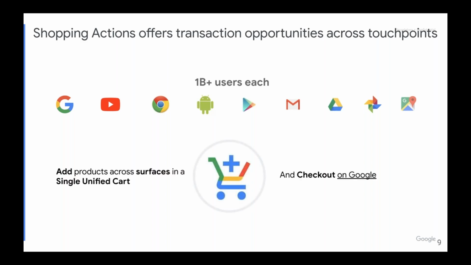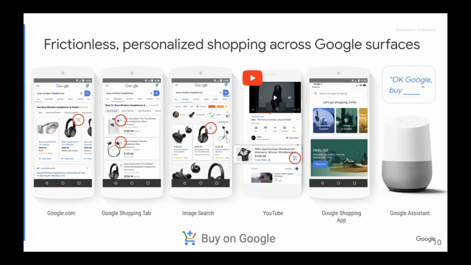What shopping actions does is it gives the user the capability to add products across multiple surfaces in a single unified cart. And this colorful little cart that I spoke about denotes a shopping actions unit. So whenever you see this icon alongside a product listing, this means that it can be purchased on shopping actions and can seamlessly check out on Google. So irrespective of which surface you're at, it gives you the capability to add products seamlessly to your Google cart and then proceed to checkout. Our vision is to provide frictionless, personalized shopping experience across Google surfaces.